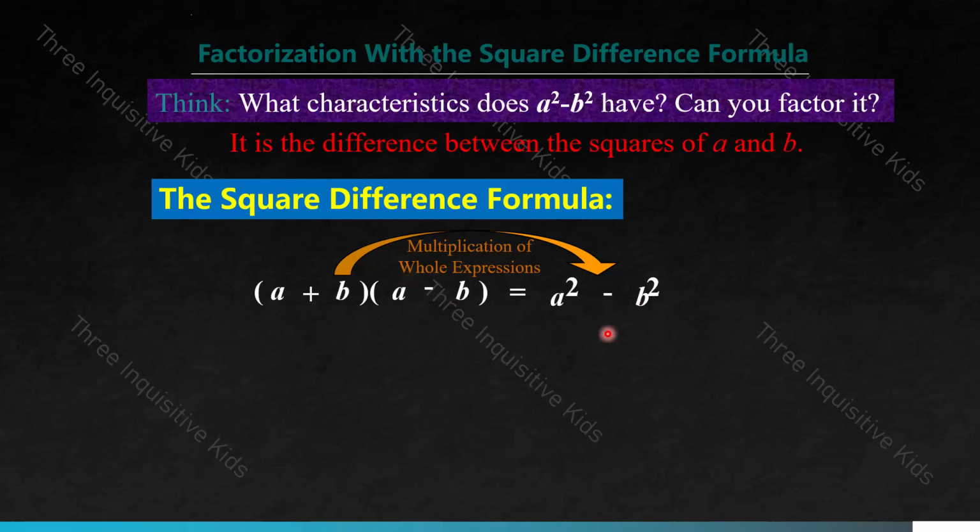From the left side to the right side, this is the multiplication of whole expressions. Both of these parentheses contain one whole expression and they are being multiplied together. But if we switch this the other way around, and we have a squared minus b squared is equal to a plus b times a minus b, going from the left side of the second equation to the right side would be the process of factorization. This fits with our definition of factorization, as factorization is just turning a polynomial into the product of two expressions being multiplied together.